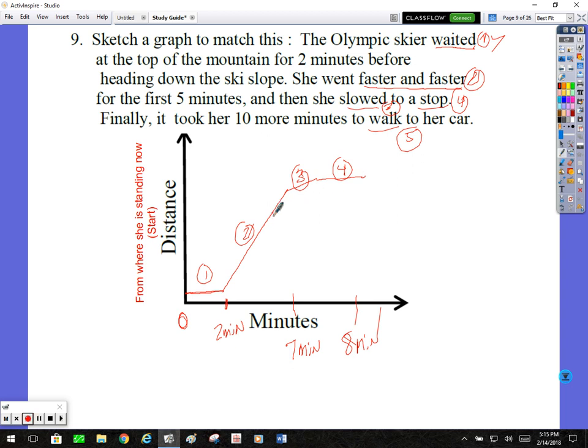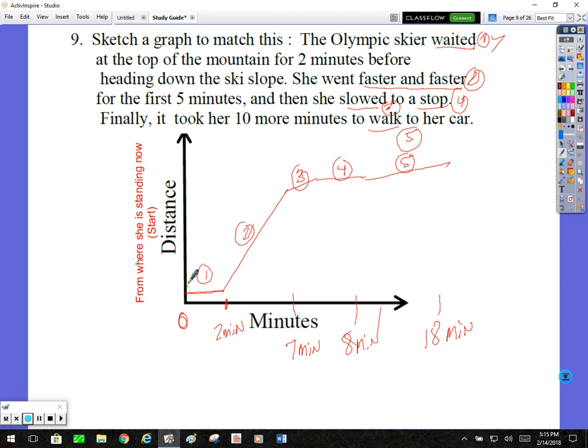So I need that slope to be somewhere between these two because she's skiing really fast and slowing down. So something along that line. So it's a little bit steeper. I mean, a little bit, not close. Let's back that off. Let's make it not quite as steep. So it's not quite as steep as when she's slowing. It's really not as steep as when she's going fast. So somewhere around 18 minutes, she's back at her car.